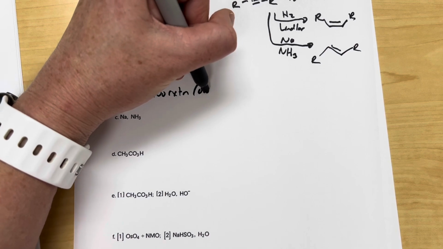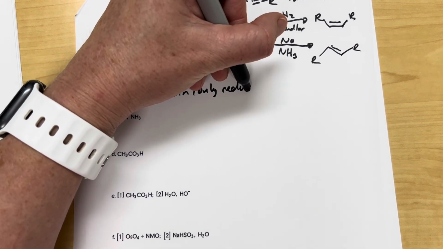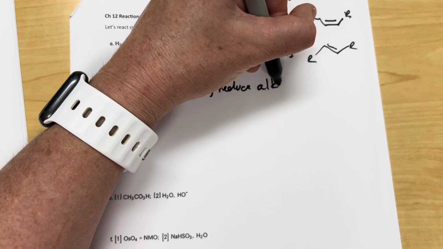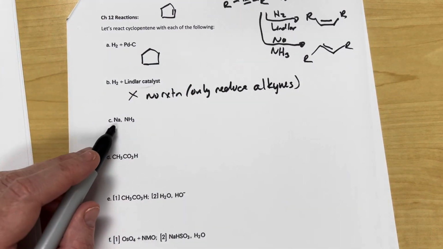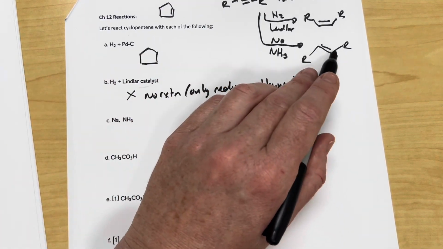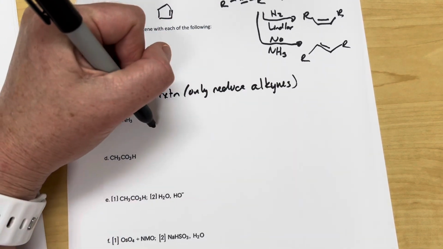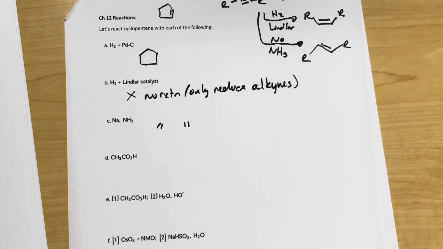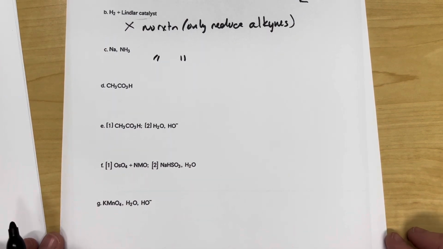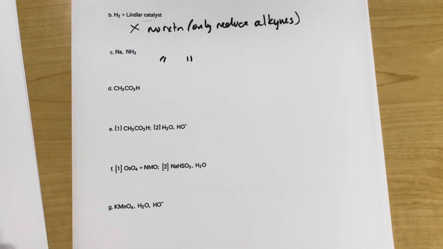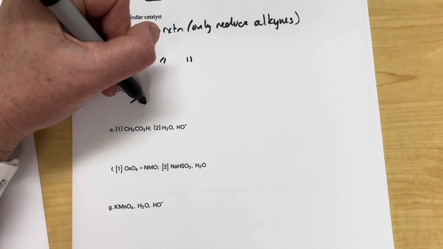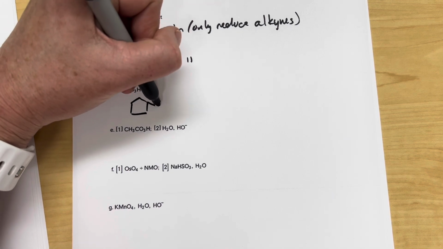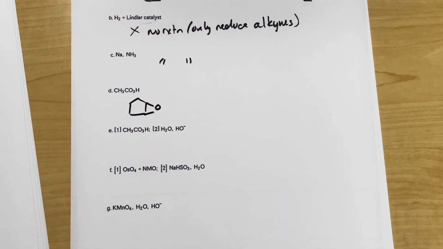It can only reduce alkynes. And the exact same thing you'll encounter here. Na and NH3, it can't break up this alkene. It's not strong enough, so you'll get the exact same answer. It can only reduce alkynes. As we move on to oxidation reactions in chapter 12, when we see this thing, we know that this reacts to give us a beautiful epoxide.